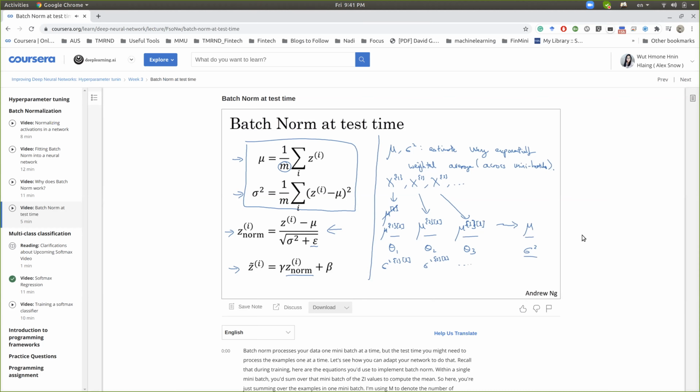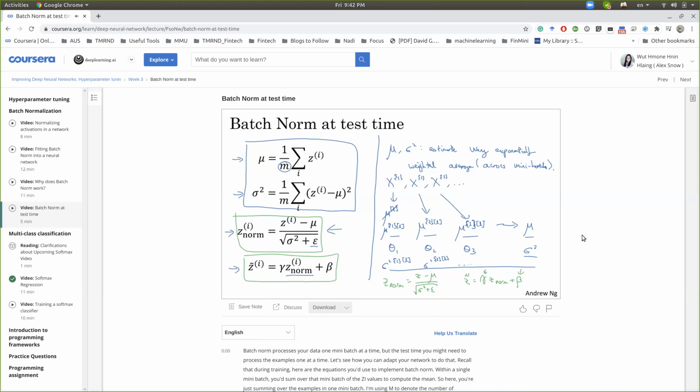Then finally, at test time, what you do is, in place of this equation, you would just compute z norm using whatever value z you have and using your exponentially weighted average of the mu and sigma squared, whatever was the latest value you have to do the scaling here. And then you would compute z tilde on your one test example using that z norm that we just computed on the left and using the beta and gamma parameters that you had learned during your neural network training process.